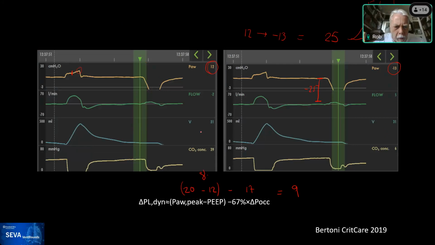What was the Pocc? So the Pocc is minus 13. Minus 13. And then you multiply by minus 0.75. Yeah, but that's later. So let me walk you back from the beginning.